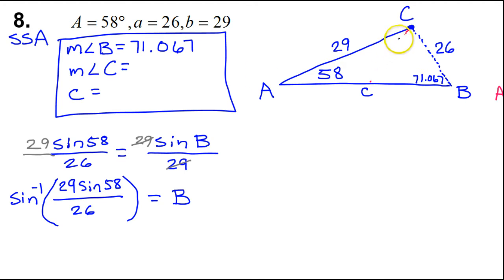Now I need to find angle C, but hey, I have two angles now. Finding the third angle is easy. I just subtract these two from 180. So that's what I'll do. So that is 50.933. Okay, that just leaves side C that I need to find.